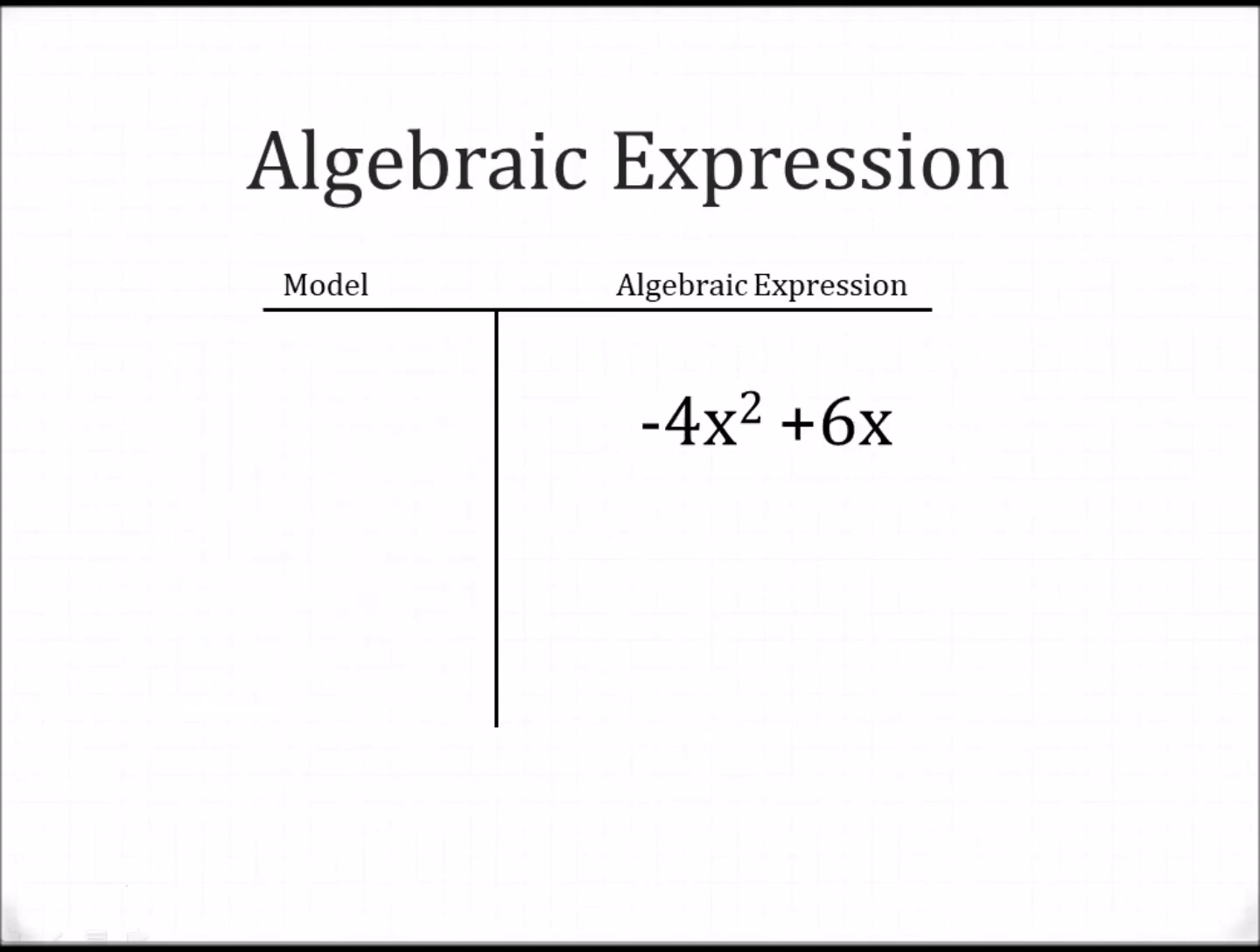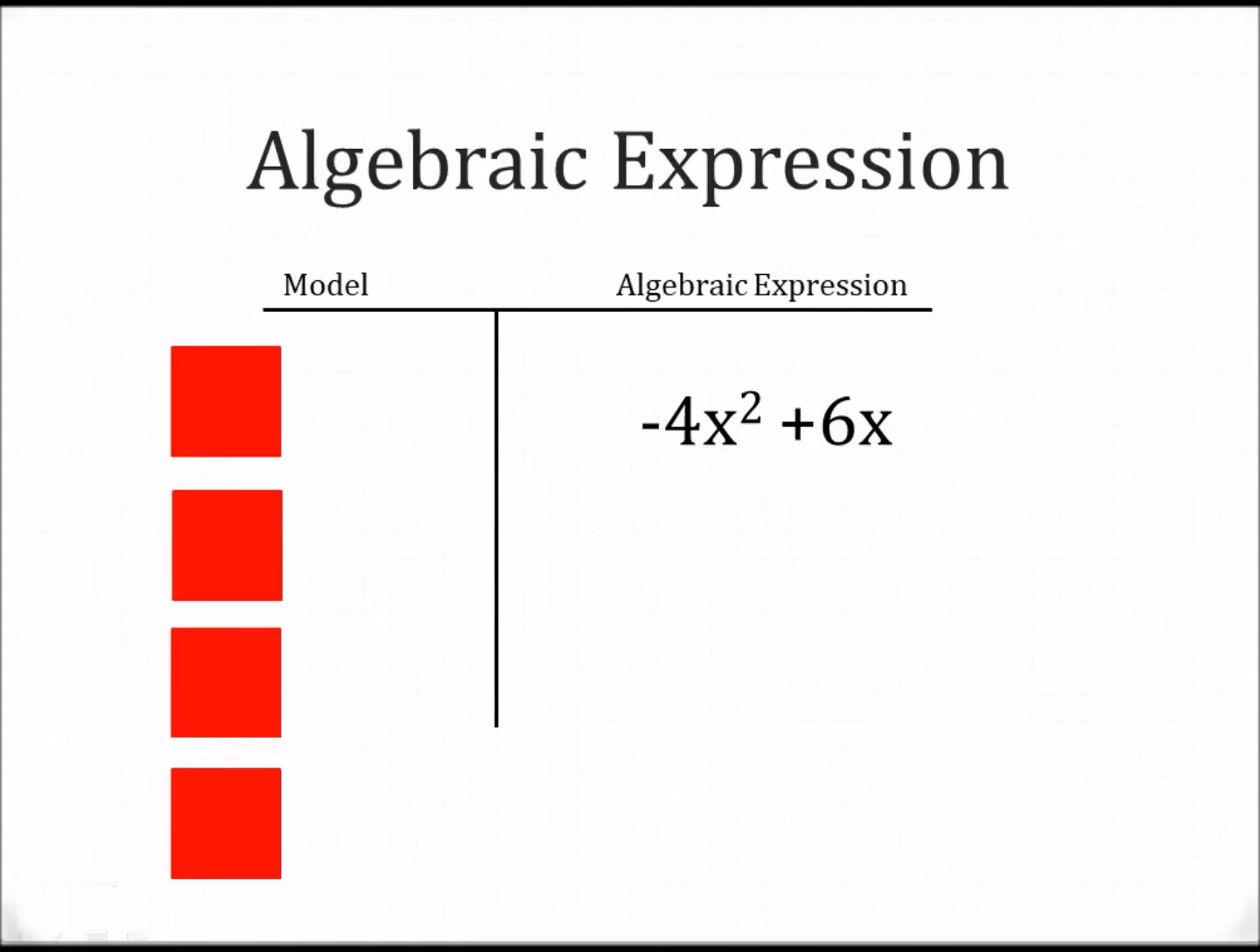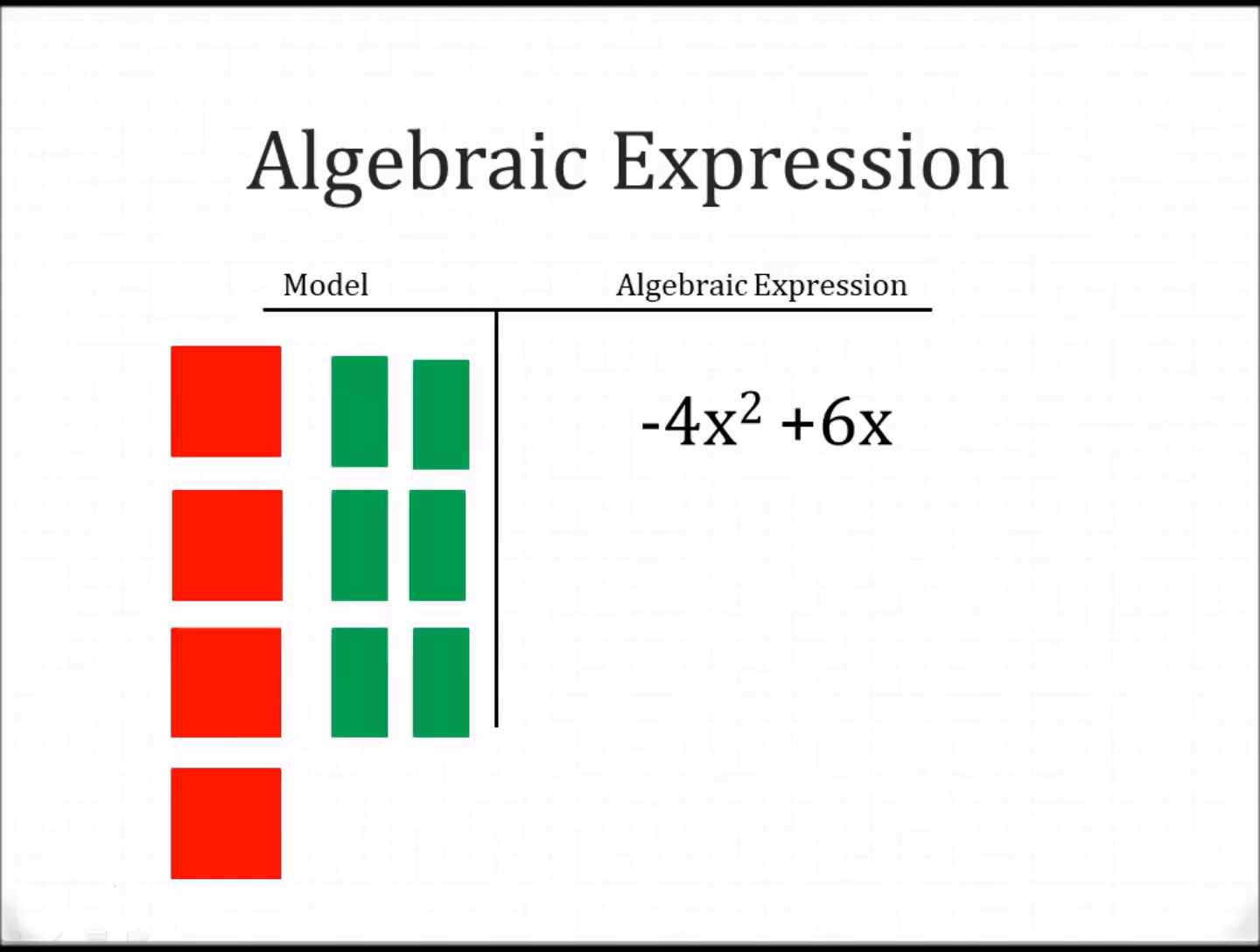Let's try another one. I have negative 4x squared plus 6x. Go ahead and show your model. Okay, so did your model look something like this, where you had negative 4x squared plus 6x? Notice in this case I did not have a number, which is fine. You do not have to have all 3 components, but if you do have them, make sure you express it correctly and model it correctly. Okay, so that is the lesson on algebraic expressions.